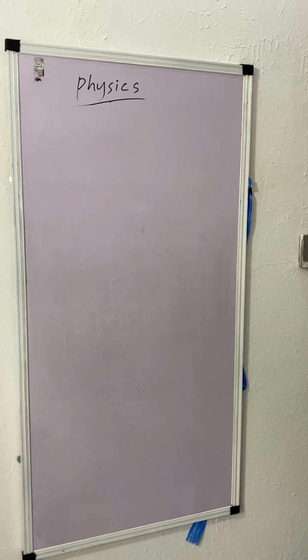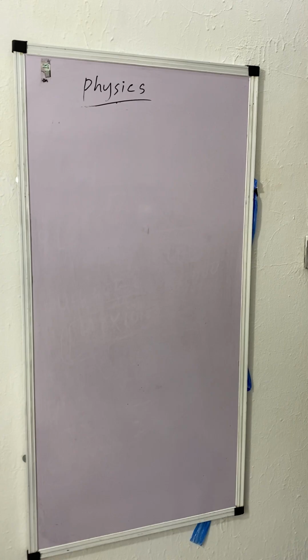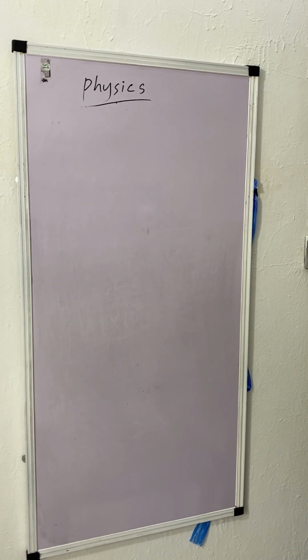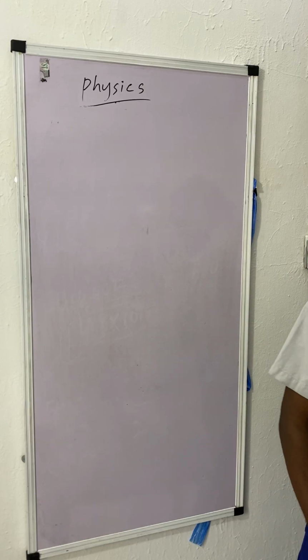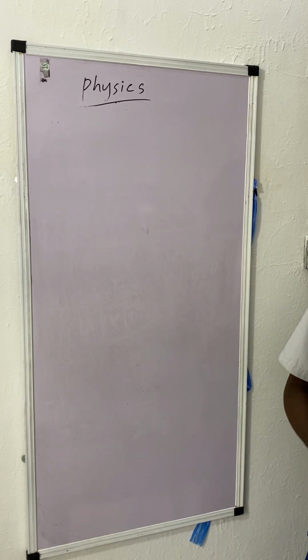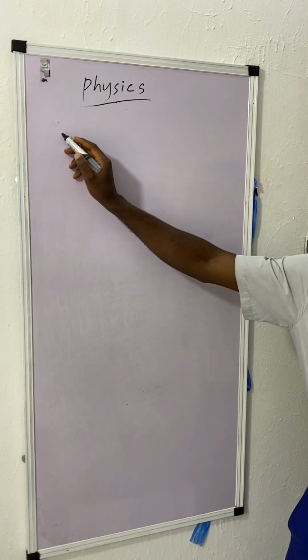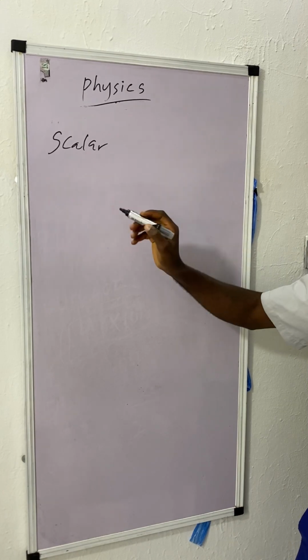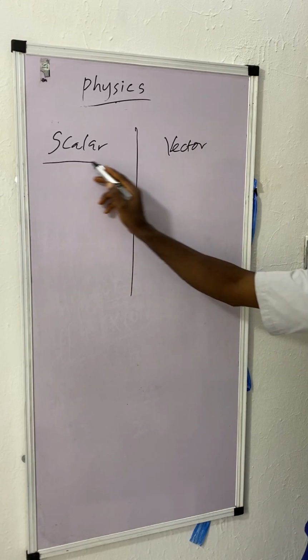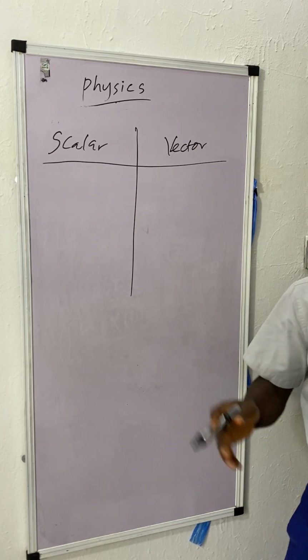And today, for the second part of our physics, we are continuing with vectors and scalar quantities. Welcome. We look at vectors and scalar quantities. All right. Let's put scalar here, and let's put vector here. We want to understand the difference between both.